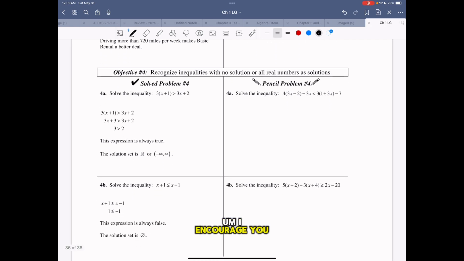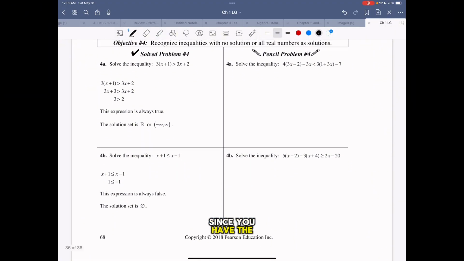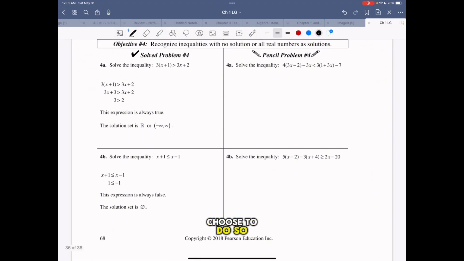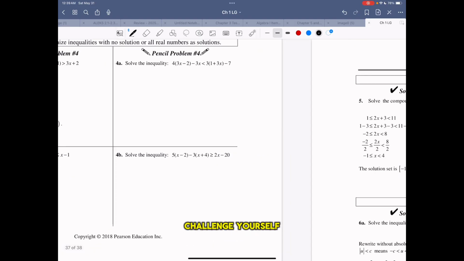I encourage you to challenge yourself and do 4A, 4B, since you have the examples there, if you choose to do so, if you want to challenge yourself.